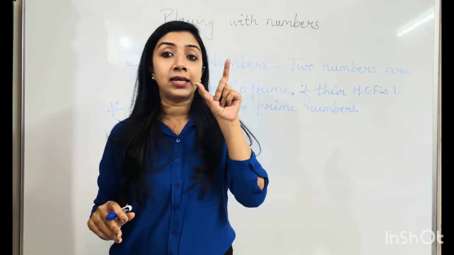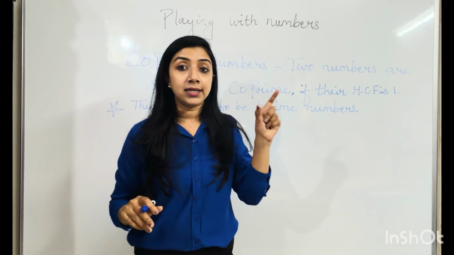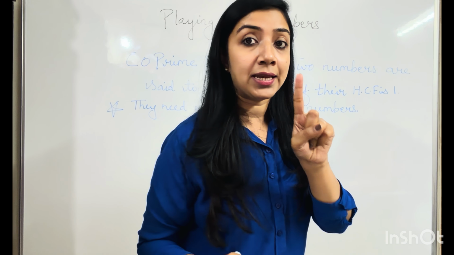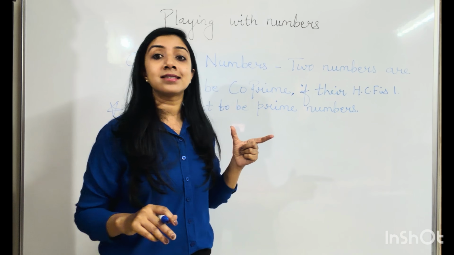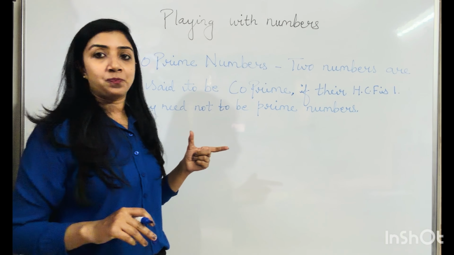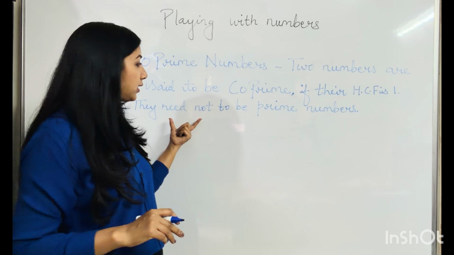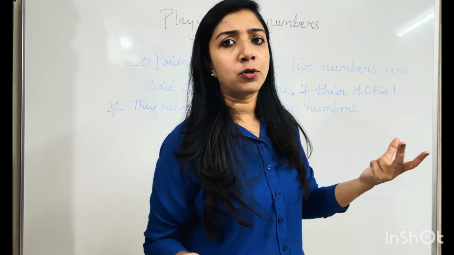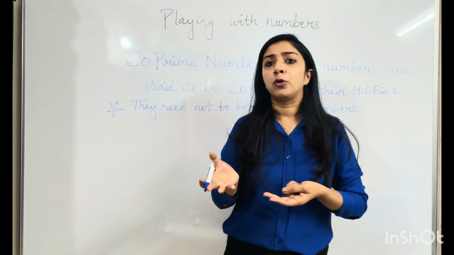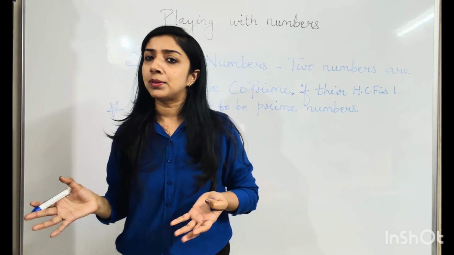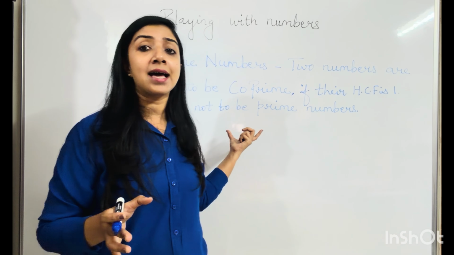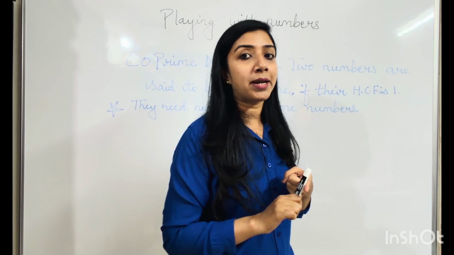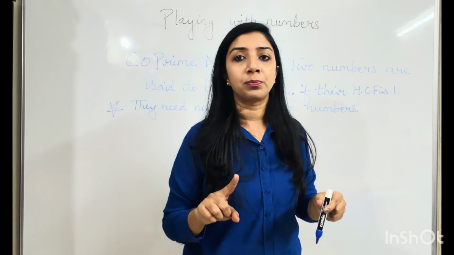What is HCF? Highest common factor. So their highest common factor should be 1. If it is coming as 1, then they are considered co-prime numbers. And there is one more condition: they need not be prime numbers. It's not compulsory. One can be composite, one can be prime, or both the numbers are prime. But it's not compulsory to have both numbers as prime. But what is important, children? What is mandatory? That their HCF should be 1.